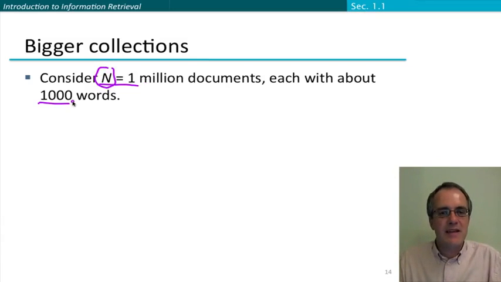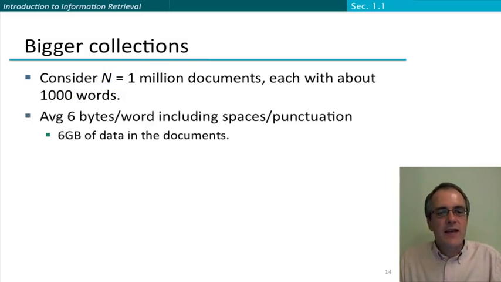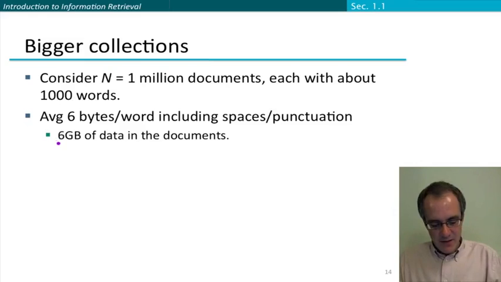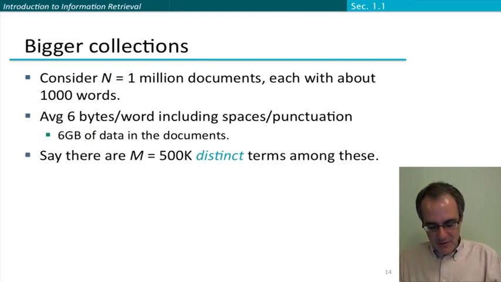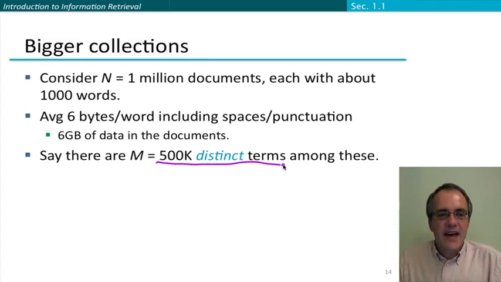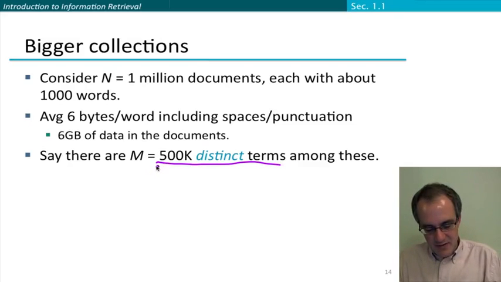Okay, so what does that mean in terms of the size of our document collection and in terms of the size of our matrix? If we have an average of 6 bytes per word, including spaces and punctuation, the amount of data we're talking about here is 6 gigabytes. That's a teeny fraction of one modern hard disk in your laptop. But let us then suppose we try and work out how many distinct terms there are in our document collection. We need to know the number of distinct terms because that corresponds to the number of columns in our matrix. And let's suppose there are about 500,000. That would be a typical number for 1 million documents.